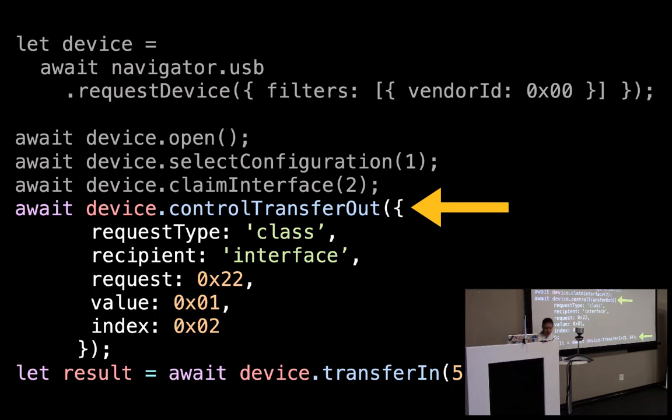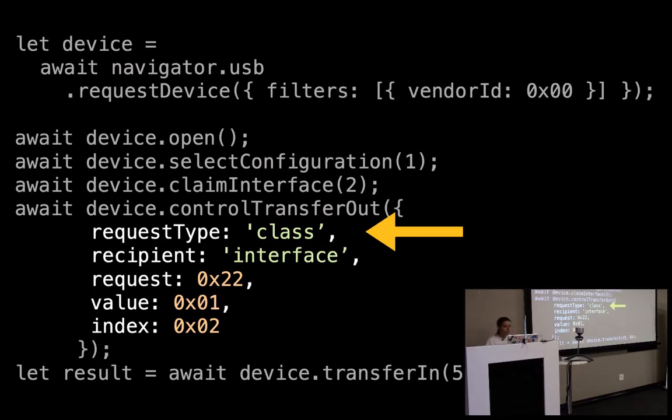Then we have the transfers. The transfers are how we communicate with the endpoints of the device, how we send data to the device and receive data from it. There are 4 types of transfers. The first is a control transfer. And the control transfer is how we configure the device in order to communicate with it. It usually goes to a default endpoint of 0, and every device has that default endpoint.